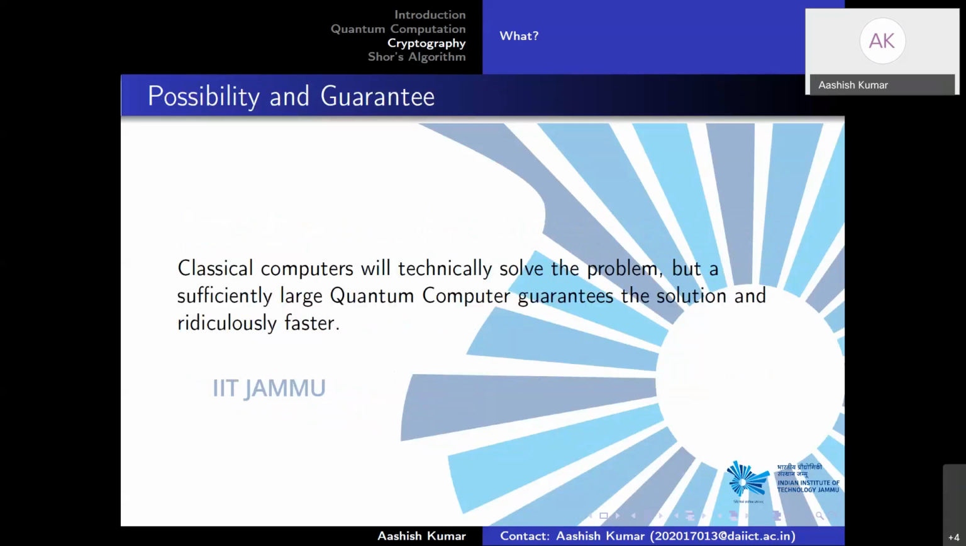So what we can conclude is that classical computers are able to solve the problem of integer factorization, but they take a lot of time. But quantum computers would solve it in a ridiculously fast manner.